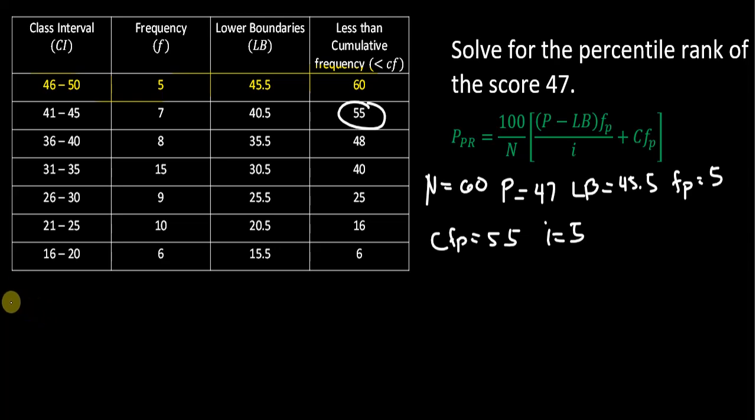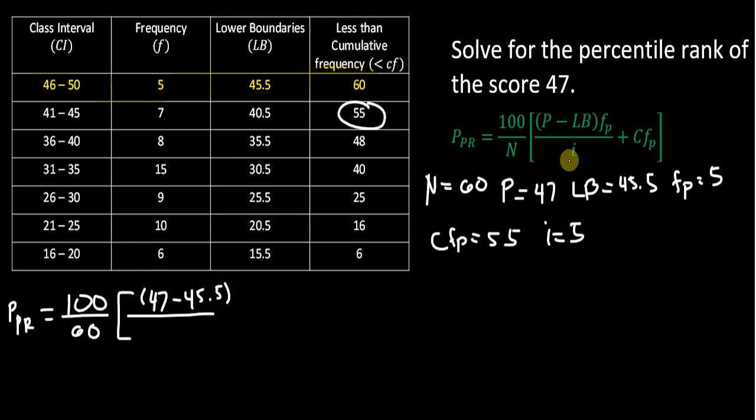So, substitute lang natin dito. PR, yun yung percentile rank, that is equal to 100 over N, yung N natin is 60, times the quantity of P, 47, minus LB, 45.5, times FP, 5, over I, yung 5, plus CFP, that is 55.